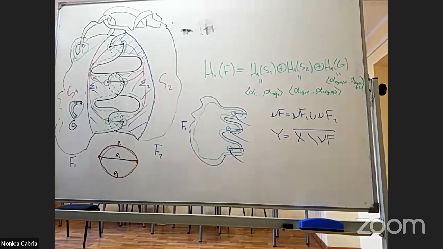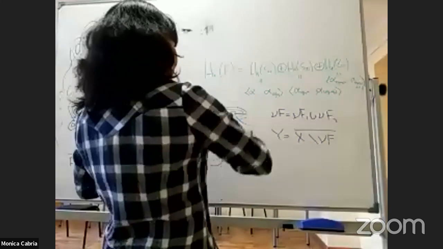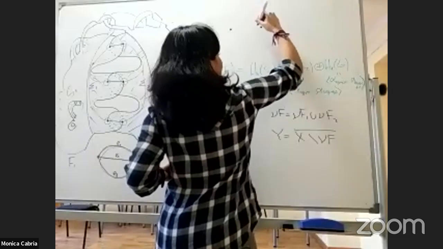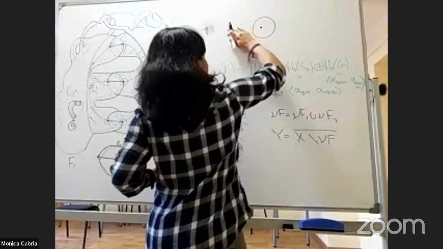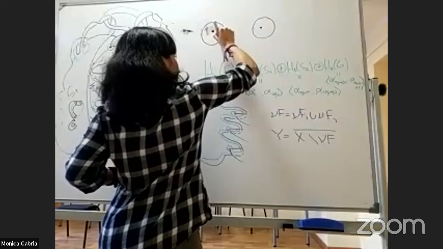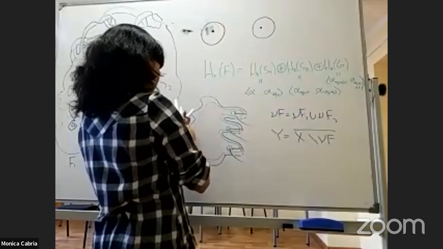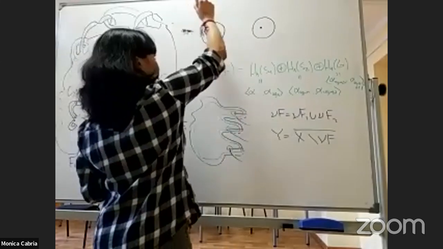So maybe it's time to draw the Kirby-style picture. Yes. Okay. So here we have our knot somewhere here. And we have this regular neighborhood. I'm going to put in a part of the regular neighborhood of the knot. Okay. So here, X was the complement of this.